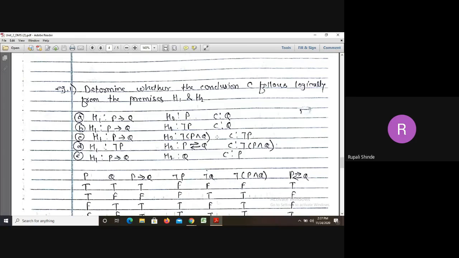So again, what do we have to do? First of all, we have to form a truth table. Here two variables are there, that is P and Q. So the first two columns will be P and Q, then P conditional Q, then negation of P and Q. Then you have to take the conjunction between these two, H1 and H2, and then negation P will be one column. And then you have to take the conjunction conditional this negation P. And if that is a tautology, then it is a valid conclusion.